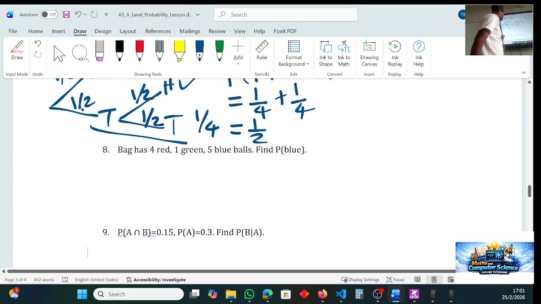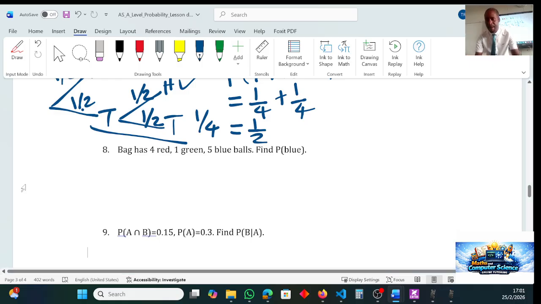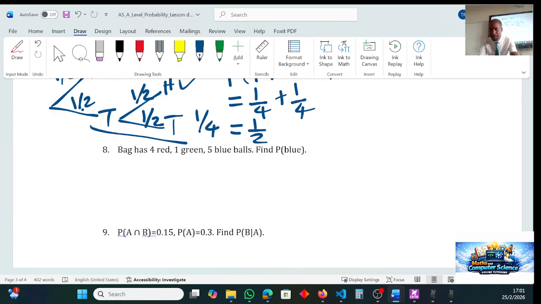Then a bag has 3 red, 1 green, 5 blue balls. Find the probability that the ball is blue. Let me just take a break. I'll proceed with question 8. All right.